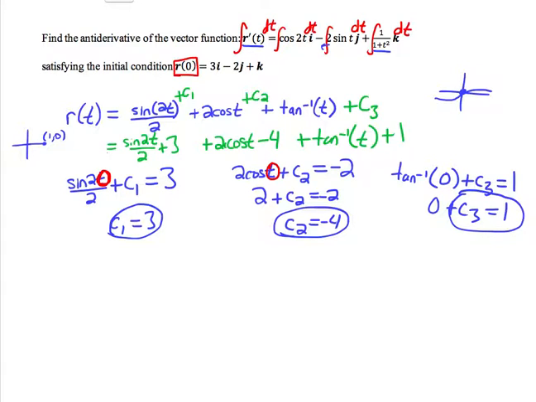And see, now I want to clean this all up. And remember, this is 3 components. This is a vector function, so that's in the i direction. That is in the j direction. And this is in the k direction. Okay, so there we go. We found another integral of a vector function.